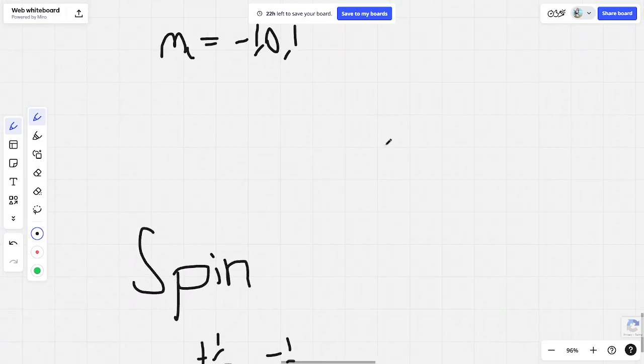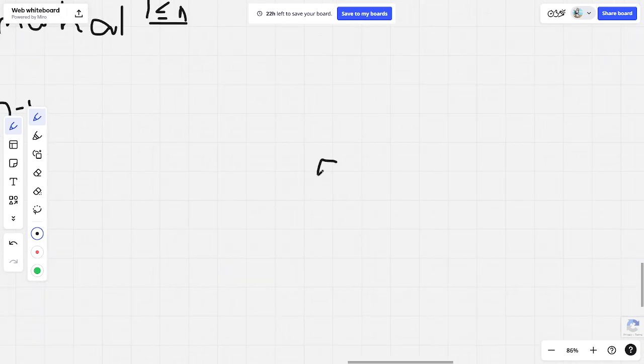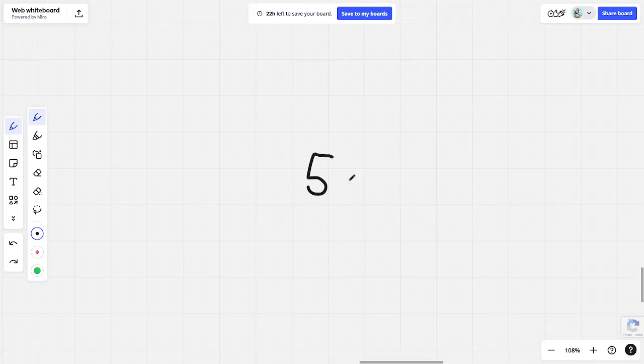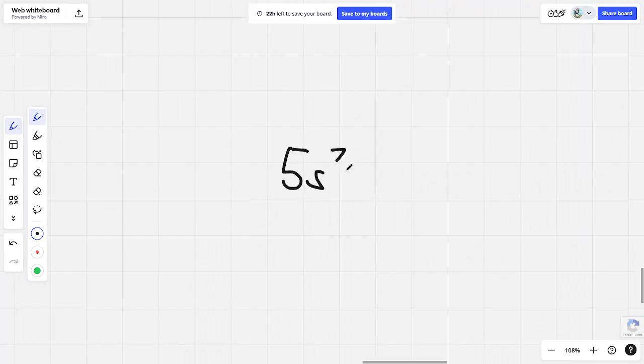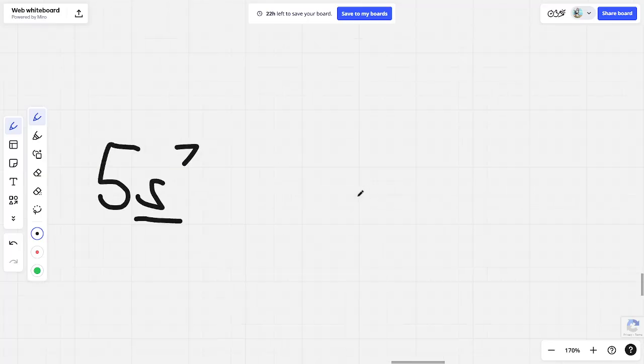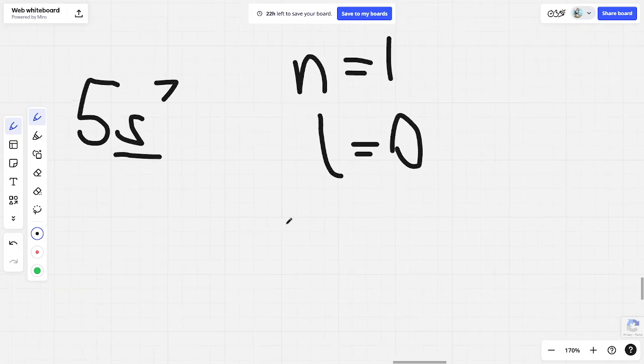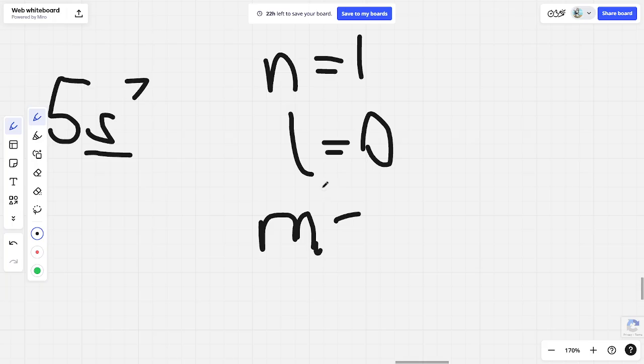So for example, let's have 5s7. From s we can get L. So L is equal to 0. And add 1, so n is equal to 1. ML is equal to, wait, what?